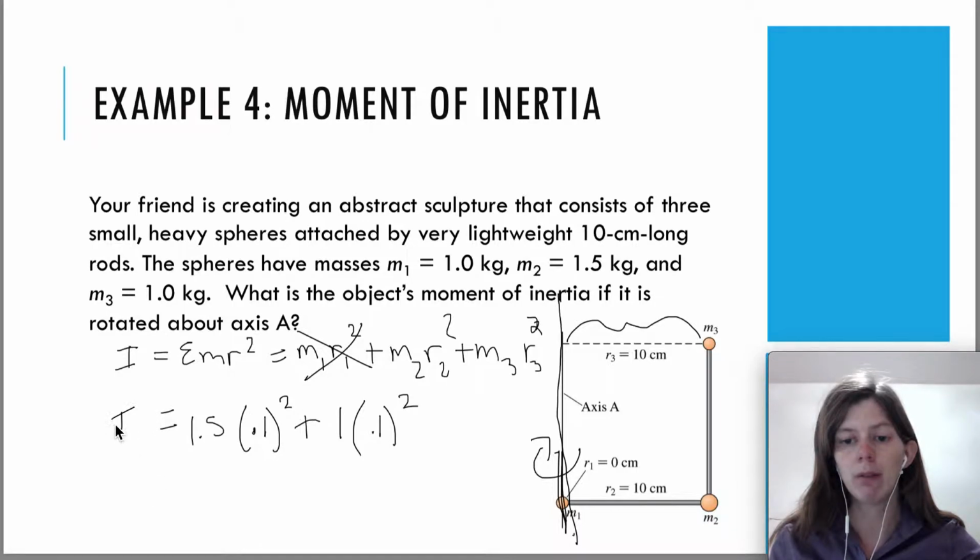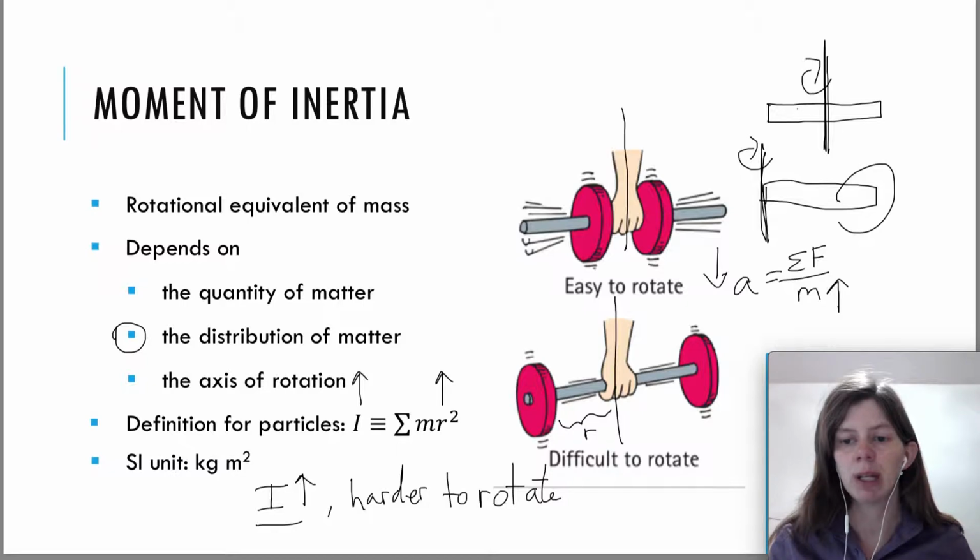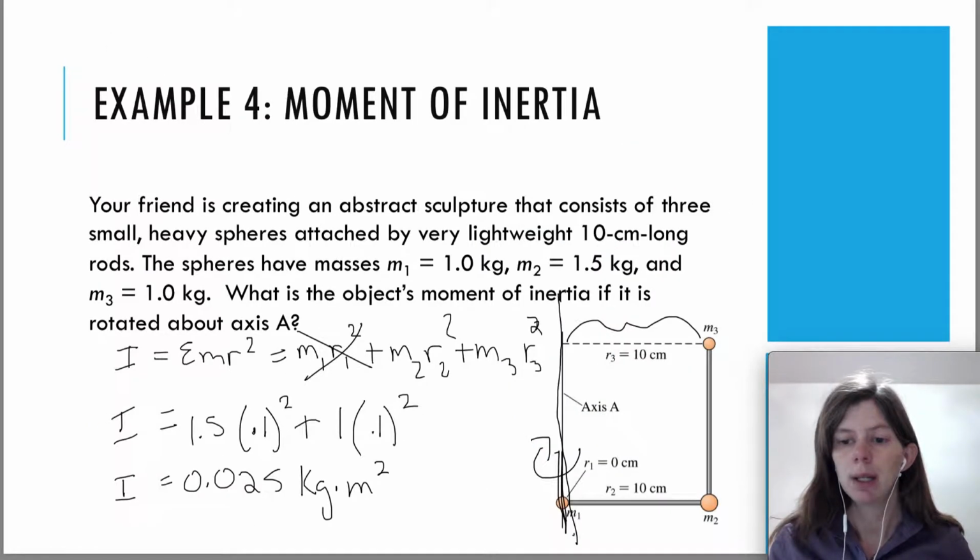We plug all of that in, and I got 0.025, and the unit for the moment of inertia was kilogram times meters squared. I forgot to mention it in the previous slide right here. It comes from the definition of a mass times a distance squared. So that was part A of this problem.